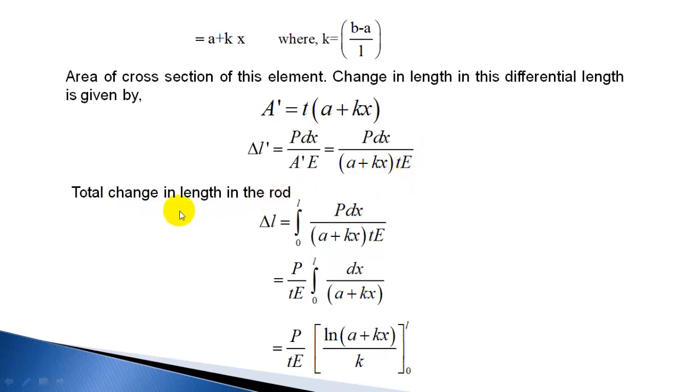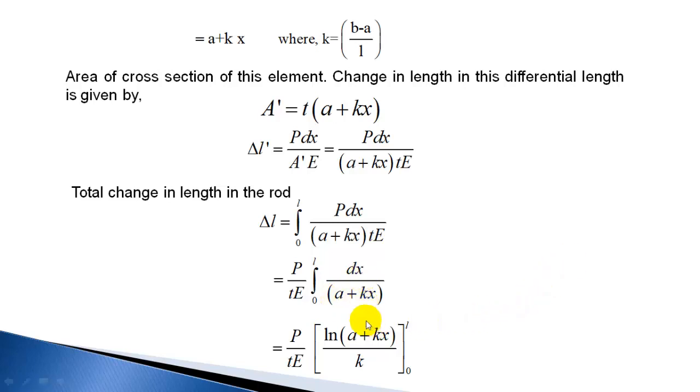So to find out the total change in length, you can integrate. Delta L is the integral of that: P dx by (a plus kx) into t into E. So P, t, E are all constant. P is the load acting, t is the thickness, E is the Young's modulus. P by tE is constant. Integral 0 to L dx by a plus kx. So after taking the constants outside, integral 0 to L dx by a plus kx.